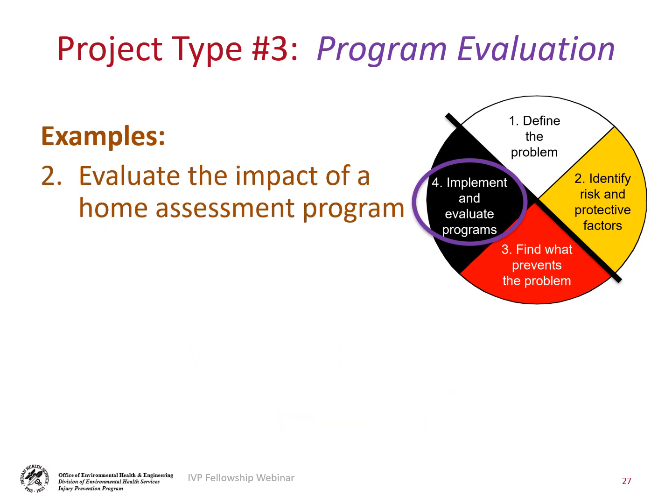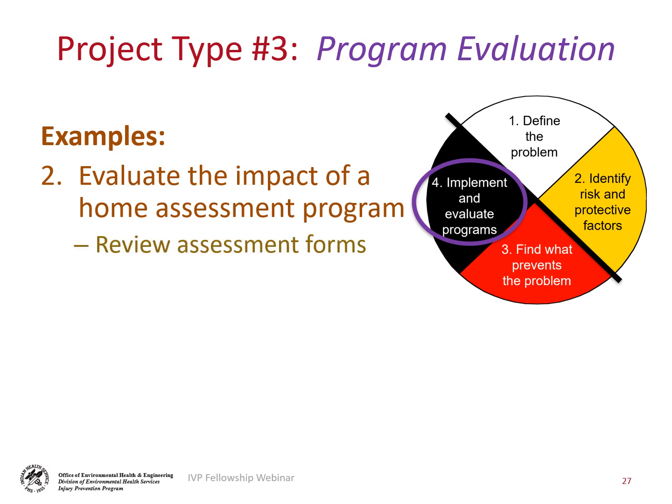The other type of evaluation project would be to evaluate a program someone else has implemented. For example, if a tribe had already conducted a home assessment program and they had all the hard copy forms with the risk factors for falling in each home, the fellow would use those data to evaluate the outcome of the program. Here is one possible way this project might happen.